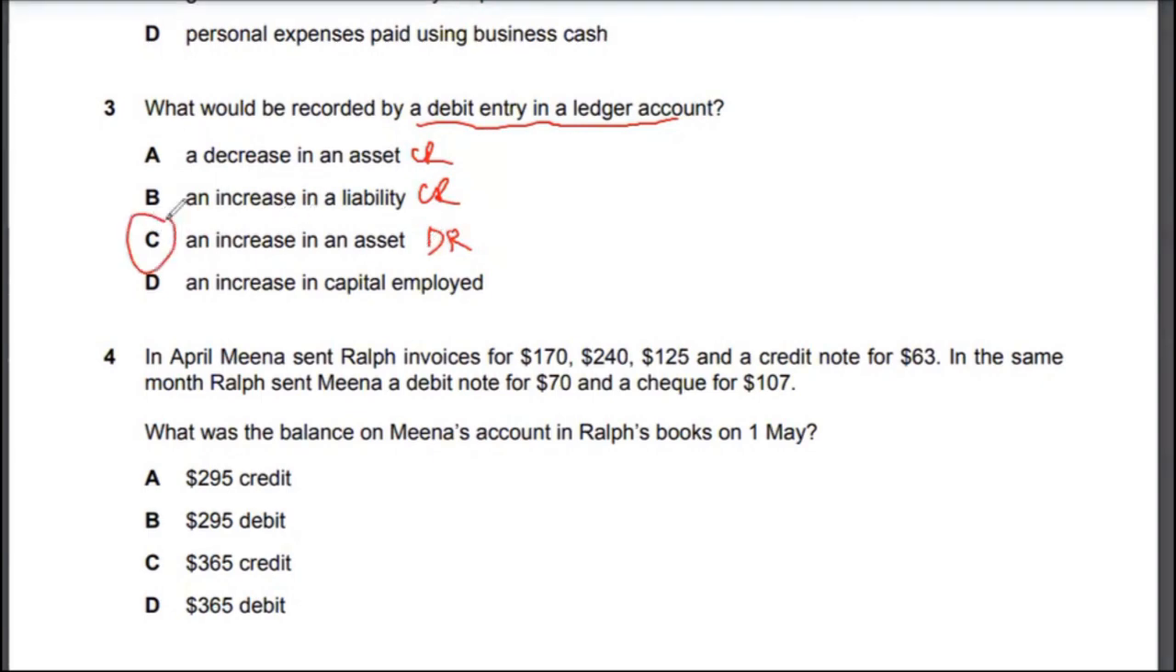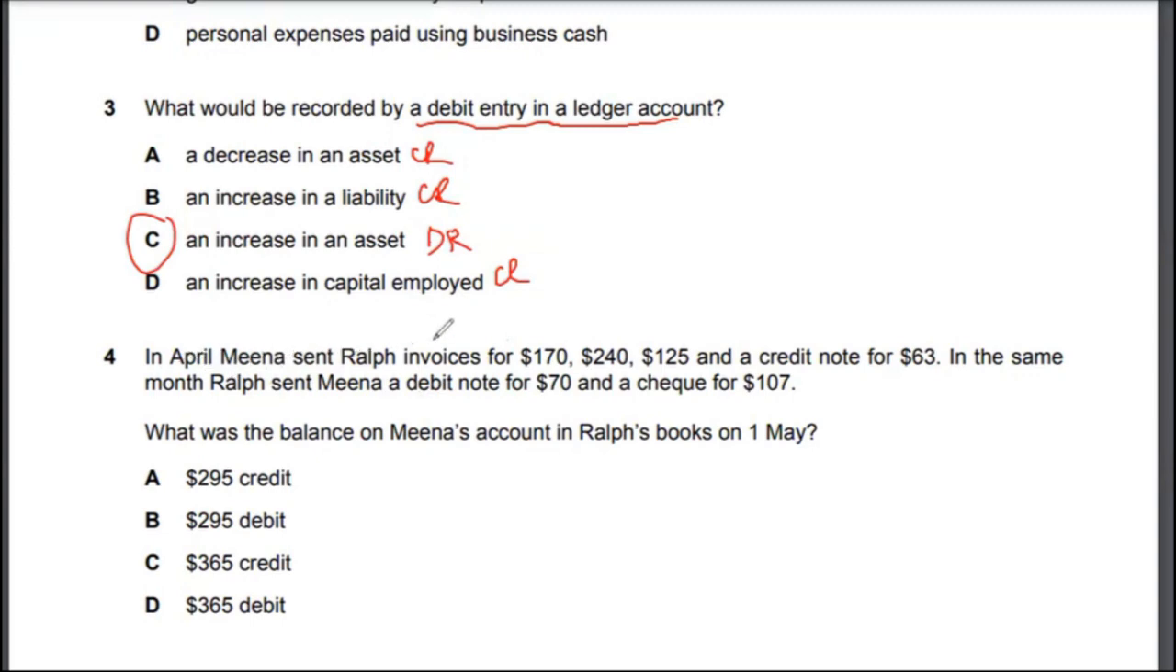So again, I would say the correct answer to multiple choice three would be option C, but let's look at option D as well. An increase in capital employed again would be credit. So you see all is credit except one, which is option C. The correct answer to multiple choice 3 would be option C.